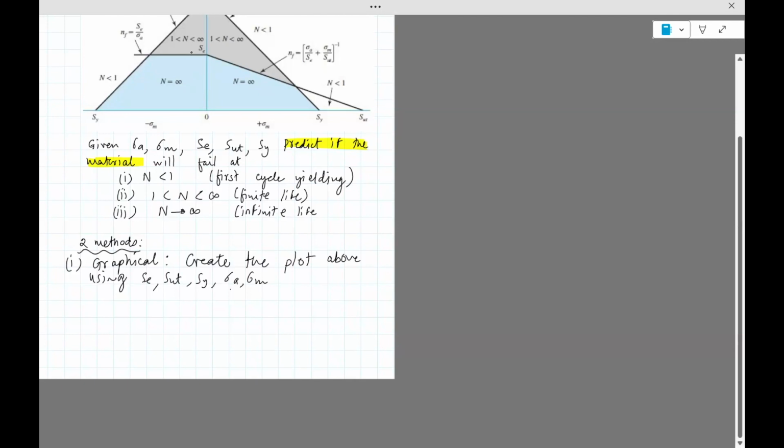The other way of doing this is to compute NF. NF is given by sigma A divided by SE plus sigma M divided by SUT, for sigma M greater than 0. So that's the factor of safety for fatigue loading if the mean stress is greater than 0, or it is SE divided by sigma A if the mean stress is less than 0.